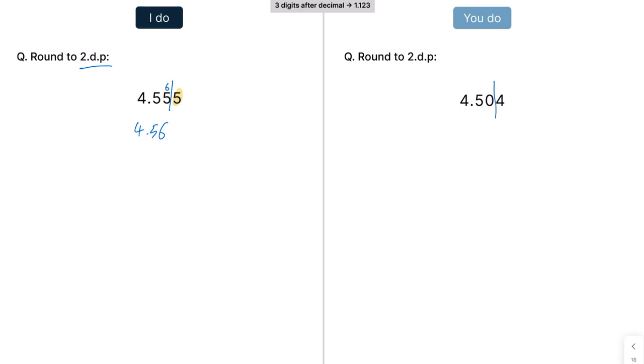Again, hopefully you've had a go at this one. So you draw your line, look at the decider. So in this case, we don't need to do anything. It does not round up. So the answer is 4.50. Again, be careful. The answer is not 4.5 because it says 2 decimal places. So you do need the 0.